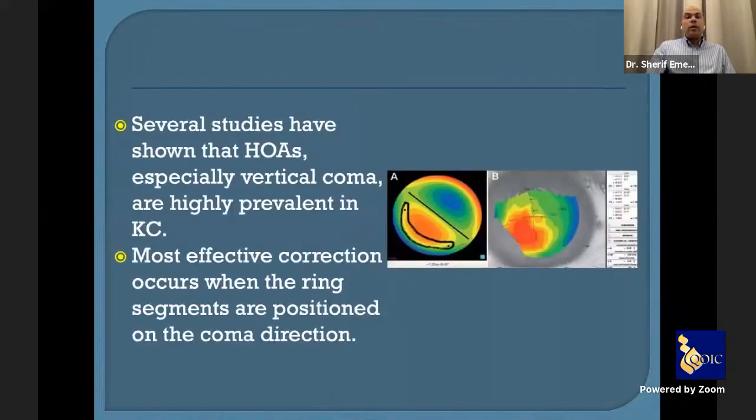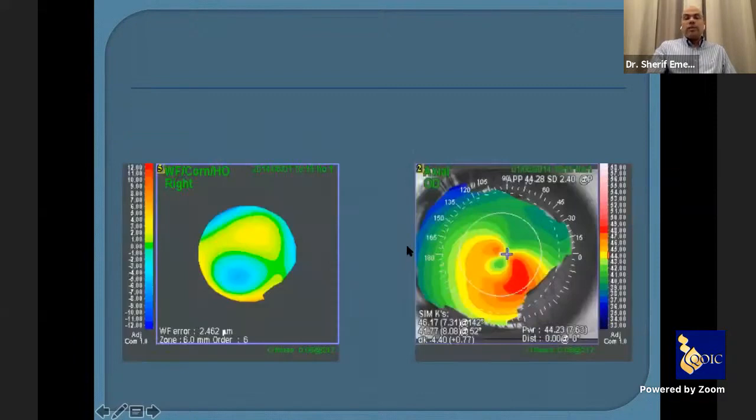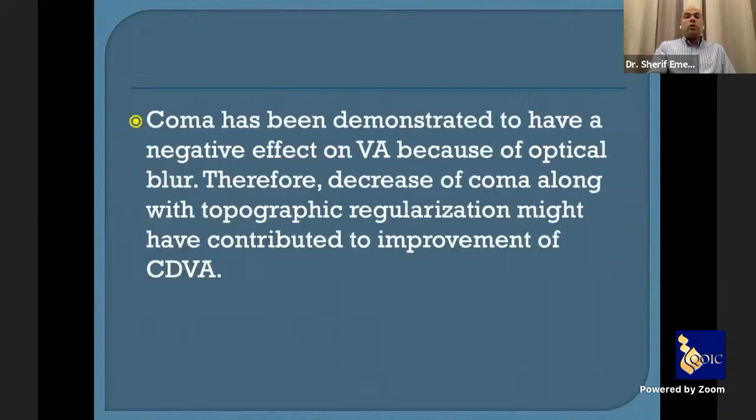Several studies have shown that high order aberrations, especially vertical coma, are highly prevalent in keratoconus, and the most effective correction occurs when the ring segments are positioned accordingly. I decided to change. We should put the incision, if this is the coma aberration, here instead of the steep axis, and put the ring on the same axis of the coma aberration. So this is why the patient is not happy with the result. Coma has been demonstrated to have a negative effect on visual acuity because of optical blur. Therefore, decreased coma along with topographic regularization might have contributed to improvement of the corrected distance visual acuity.